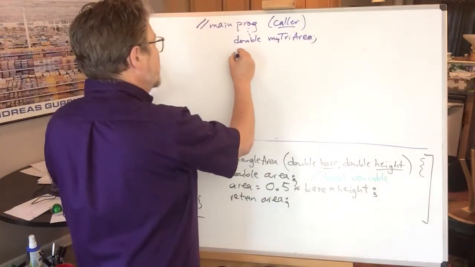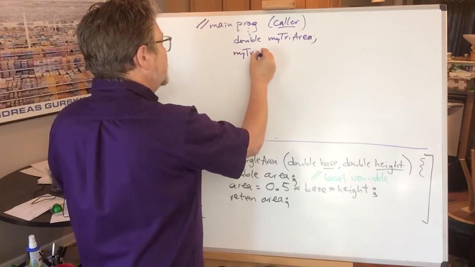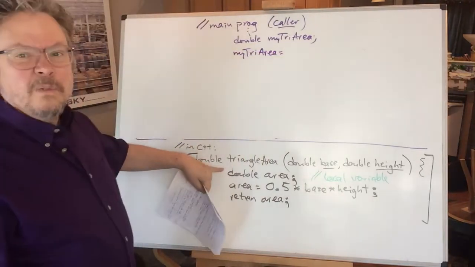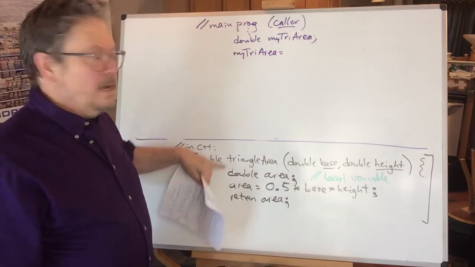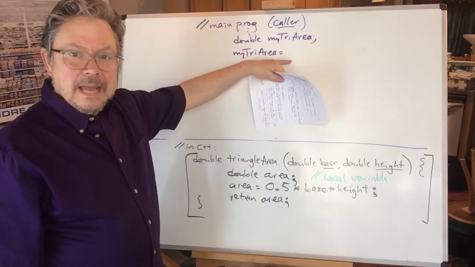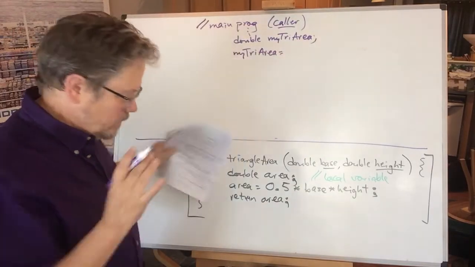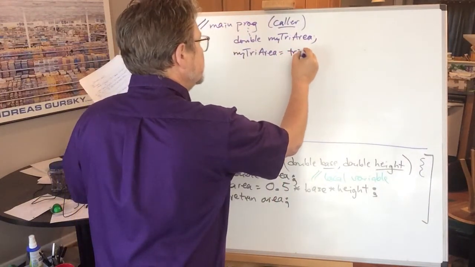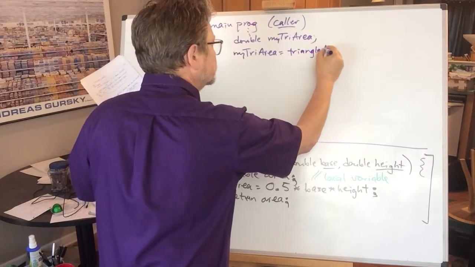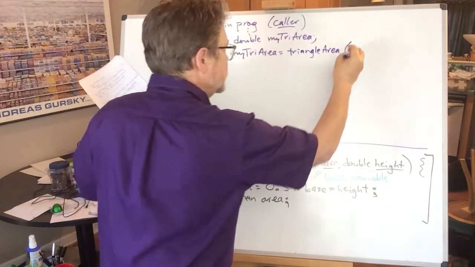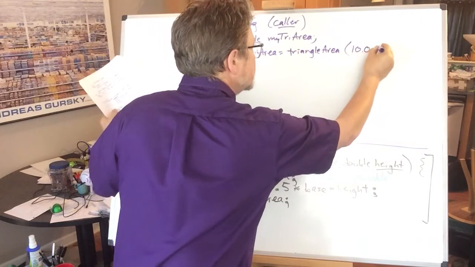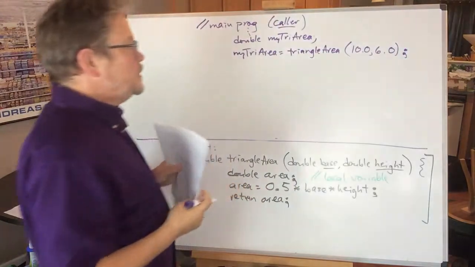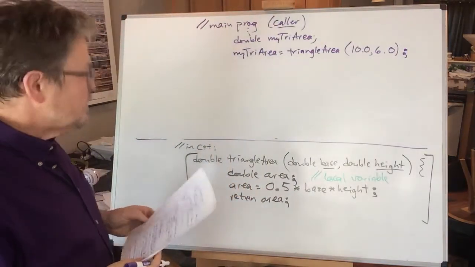So I can say my try area, if I can spell it, equals, and then I call the function. The right-hand side of an assignment statement now becomes an expression that's evaluated. Triangle area is the name of the function. I'm going to make it easy on myself. 10.0, comma, 6.0. If I can't do that math, I'm in trouble. Then I close parentheses, semicolon.